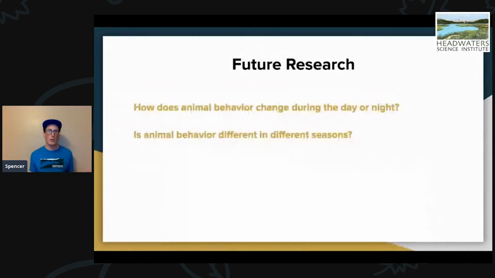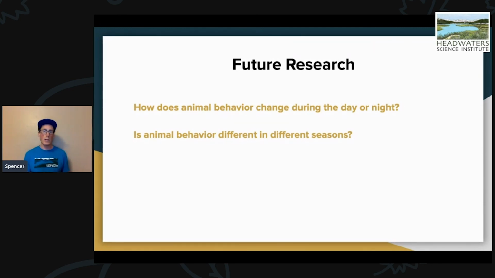So if we were going to do our research project again, there are a few things that I might want to investigate. One thing was, how does the animal behavior change during the day or night? Most of my daytime measurements were in the hours leading up to sunset, and my nighttime measurements were mostly in the handful of hours after sunset.